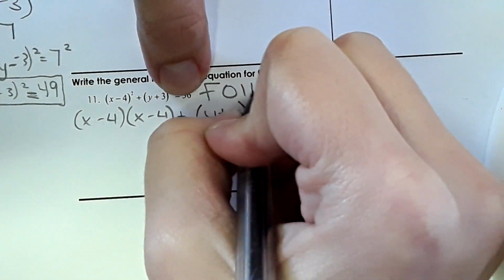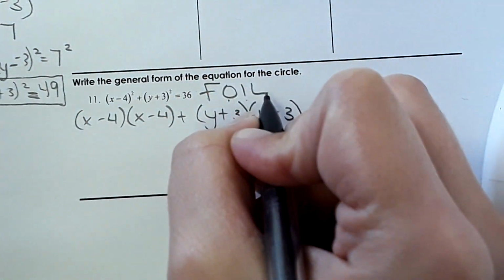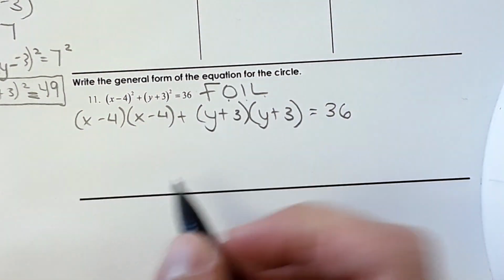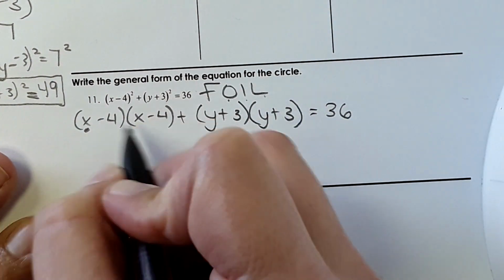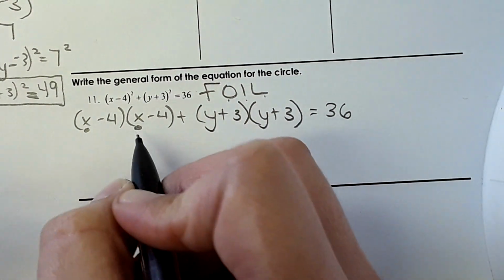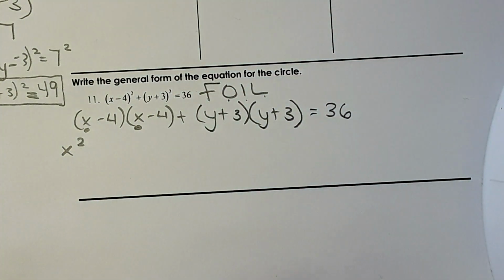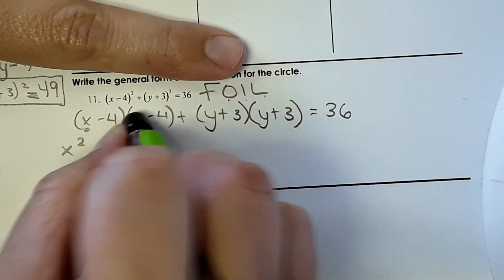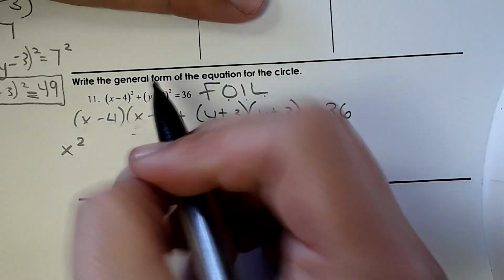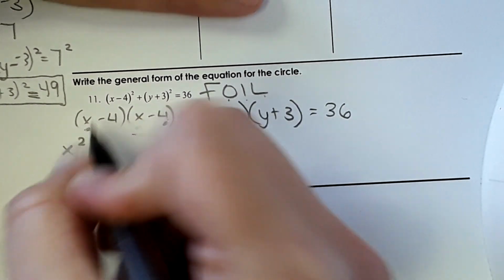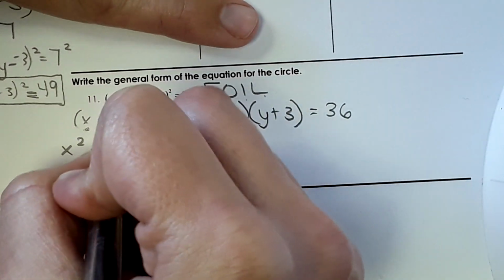FOIL stands for first, outside, inside, last, and it's how we multiply this thing out. So by first, we're going to multiply the first terms in the parentheses here. So x times x is x squared. Then outside refers to the outside terms here. So we're going to do negative 4 times x to get negative 4x.